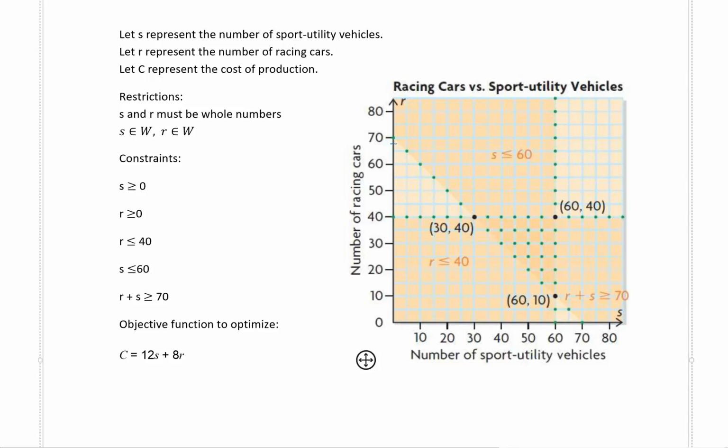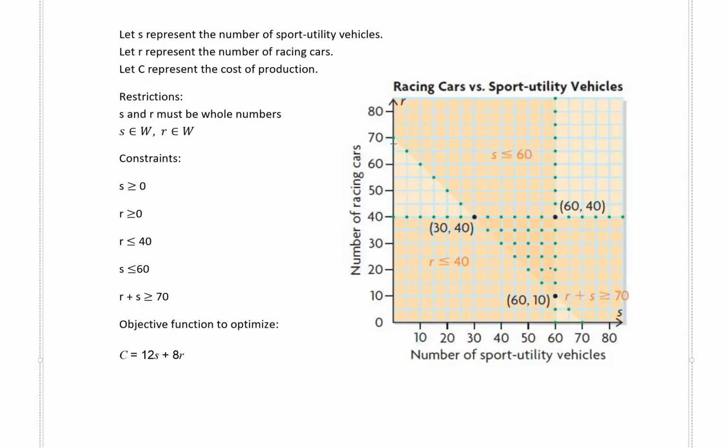Now, on your graphs, you're drawing the straight lines, and I understand that. As long as you're stippling the feasible region, I'm okay with that. In this problem, they used S to represent sport utility vehicles and R to represent the number of racing cars. We used X and Y. It doesn't matter what variables you use. And they labeled the lines on our graph as well.